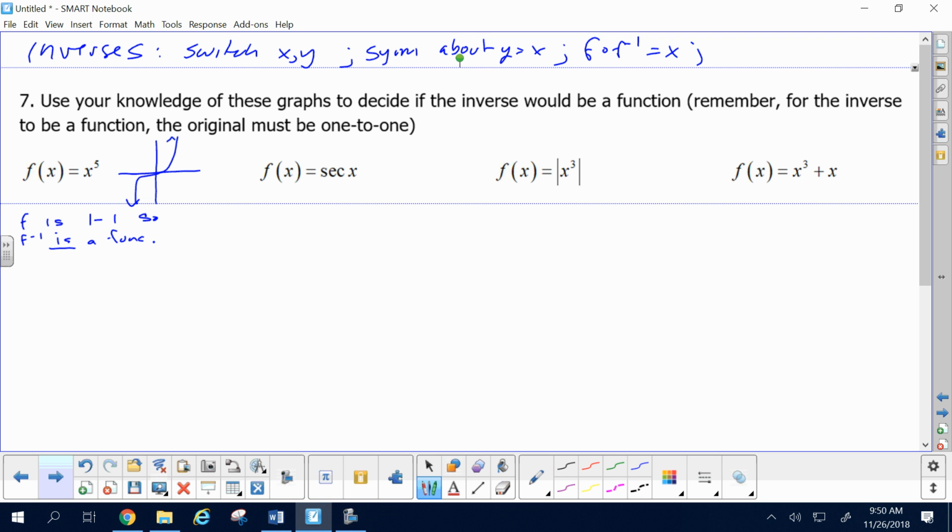So, secant. Do you remember the secant graph? What does it look like? Give me some. Yeah, there we go. Okay, I'll take it. Okay, is that one-to-one? Does it pass the horizontal line test? No. Okay, so f is not one-to-one. So f inverse then is not a function. If I were to invert that, it would look like this kind of thing, and obviously that is not a function. You with me? That's the thing I'm looking for. Try the other two on your own.